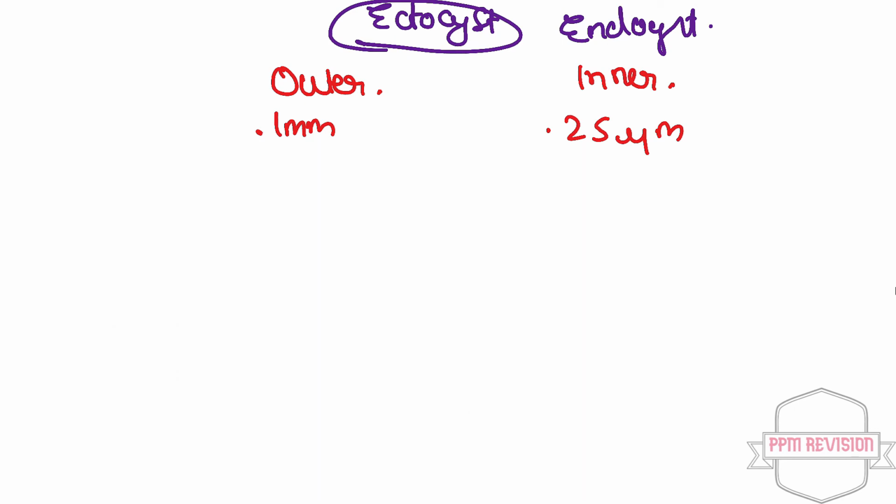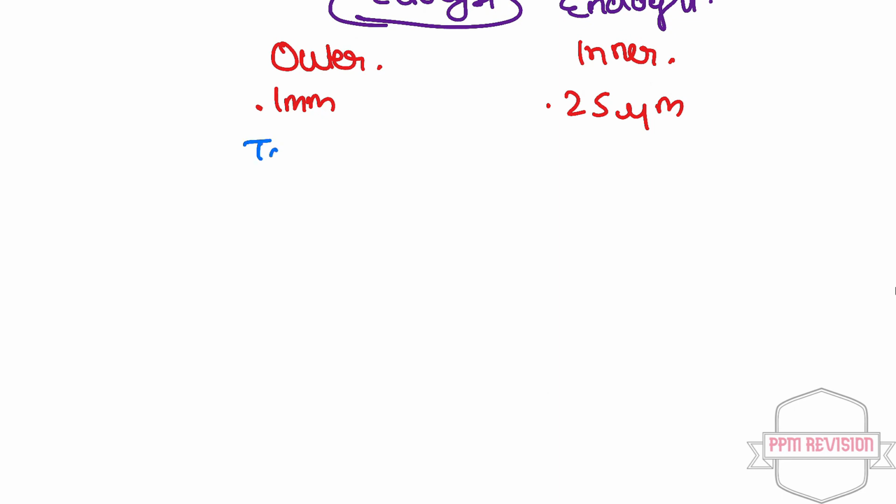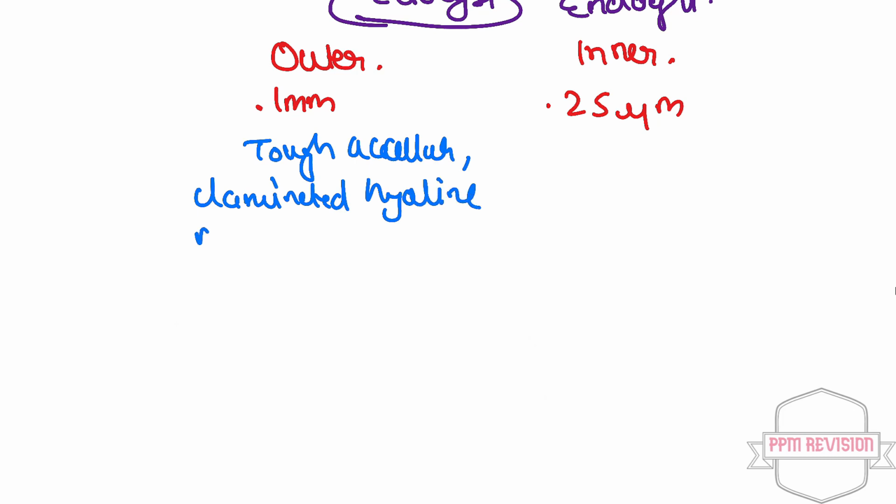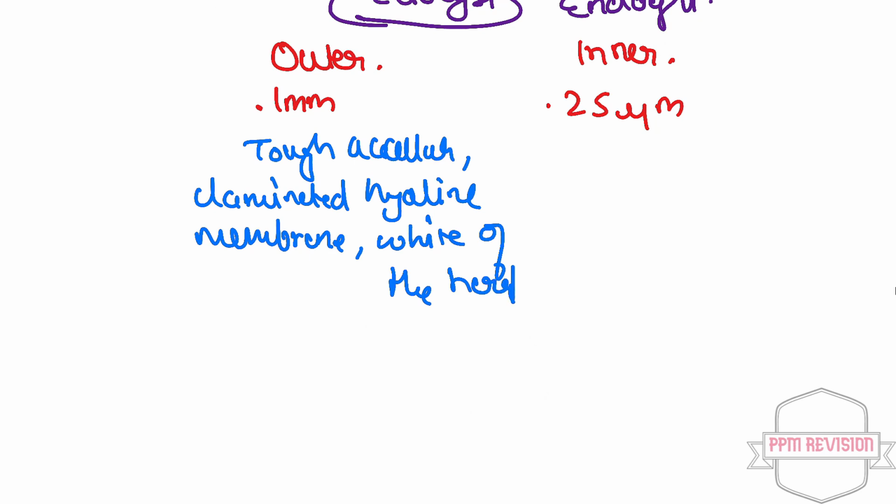And it is tough, acellular, has a laminated hyaline membrane, and it has the appearance of the white of a hard boiled egg. So it's not a white egg appearance, it is the white of the hard boiled egg.